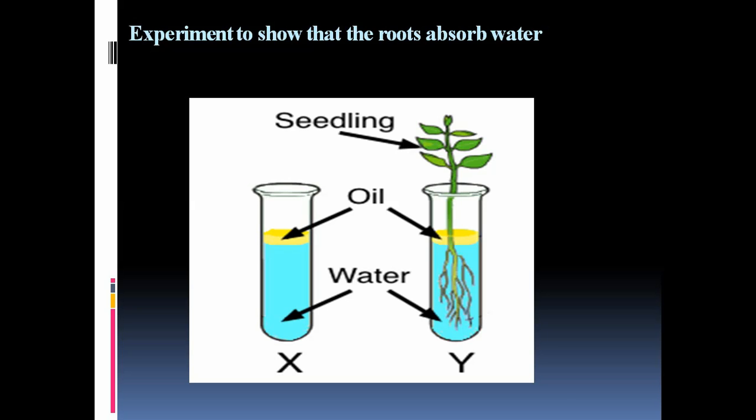There will be a reduction in the level of water because the seedling absorbs water from the test tube, and the water gets transpired through the leaves. Whereas in test tube X, there is no seedling, and the oil present on the surface of the water prevents surface evaporation, that is, evaporation of water from the surface. So there will be no reduction in the level of water in test tube X.